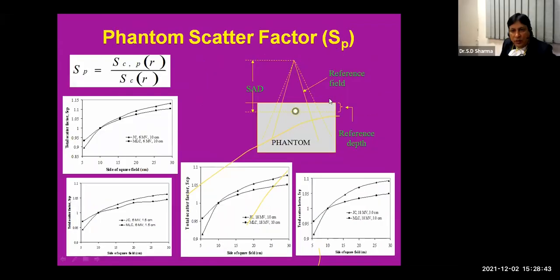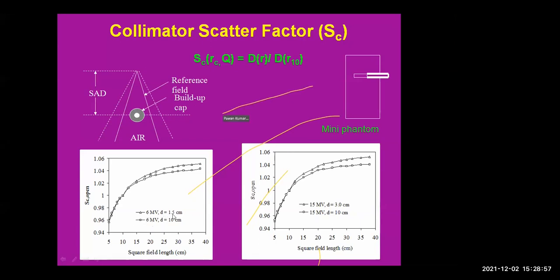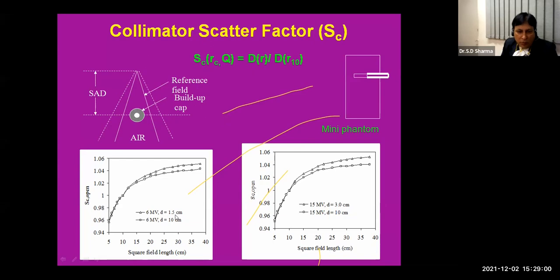Okay, thank you. So the next parameter: phantom scatter factor can be measured by using a mini phantom. Some of the measured values, for example, you can see here in this plot, have been measured for the depth of dose maximum, 1.5 centimeter, and 10 centimeter. As I said, the contaminated radiation contributes at the depth of dose maximum, because the range of secondary electrons generated in the head of accelerators is sufficient to reach up to this point. So this difference is visible when the measurements are done at 10 centimeter and depth of dose maximum.